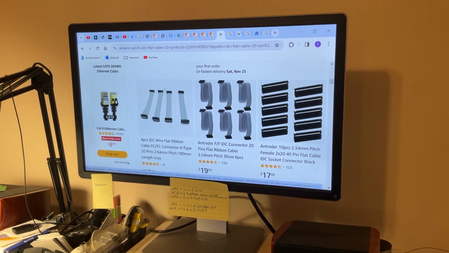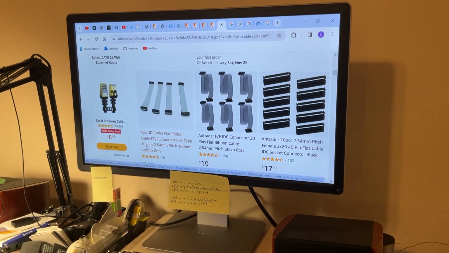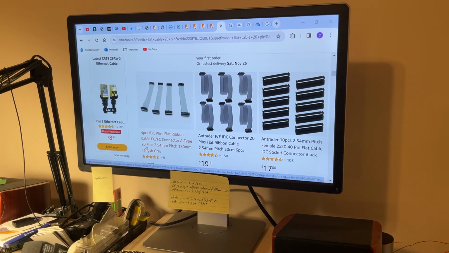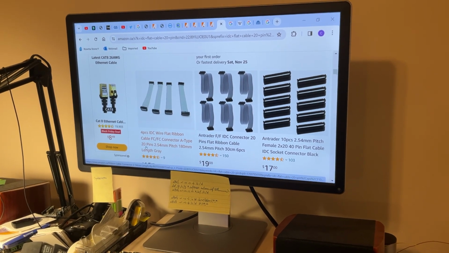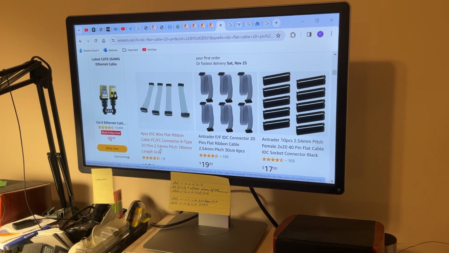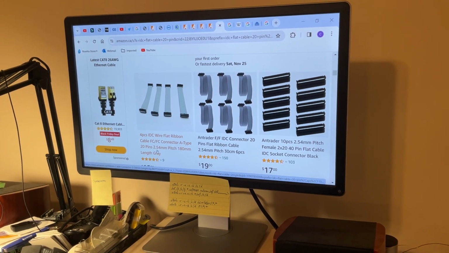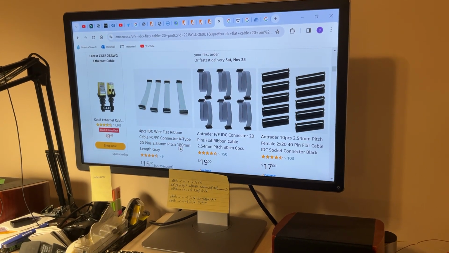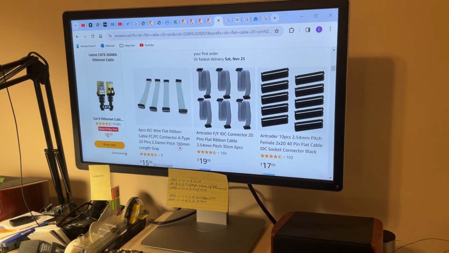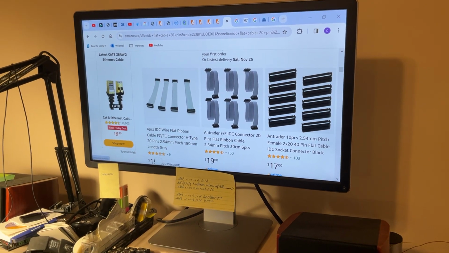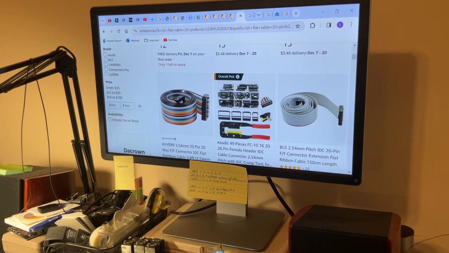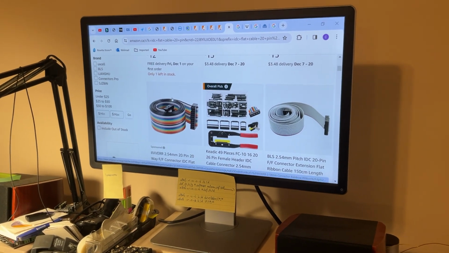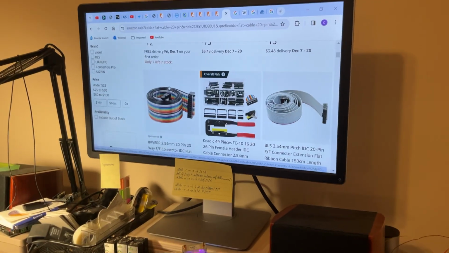For instance, this pack here, it's a 20 pin connector with IDC cable, of course. The pitch is good, 2.54 millimeter, and it has 180 millimeter, which is 18 centimeter. It's very good for this kind of project, okay? And it's not expensive, okay? So the cable is not a problem. However, I didn't have this cable myself, so I had to improvise.